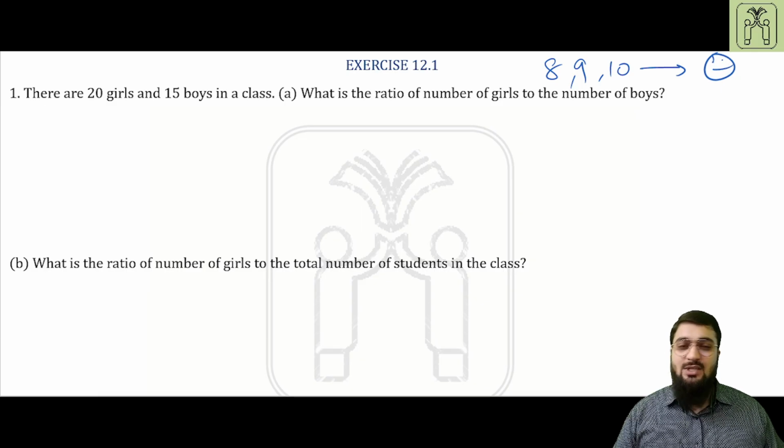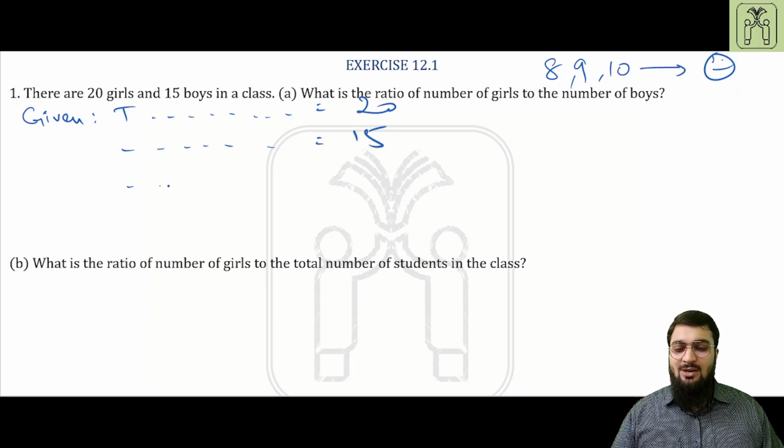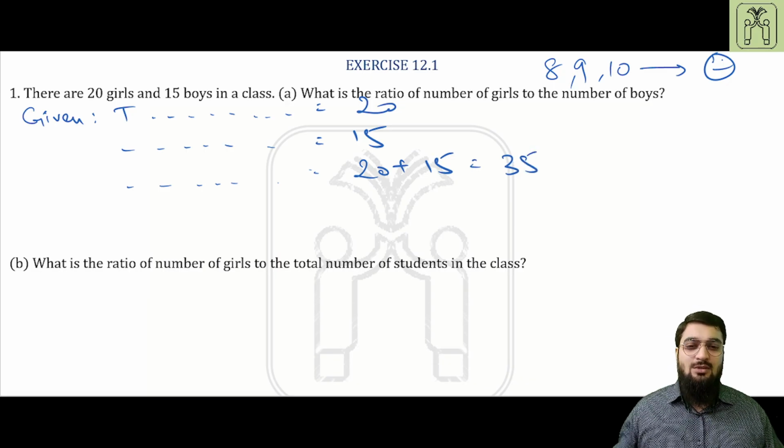Coming to exercise 12.1, let us start. Question number 1. There are 20 girls and 15 boys in class. So what you will write? Given total number of girls in a class is equal to 20. Then you will write total number of boys in a class is equal to 15. Then you will write total number of students in a class is equal to 20 plus 15, and that will be 35. Now we have all the information.